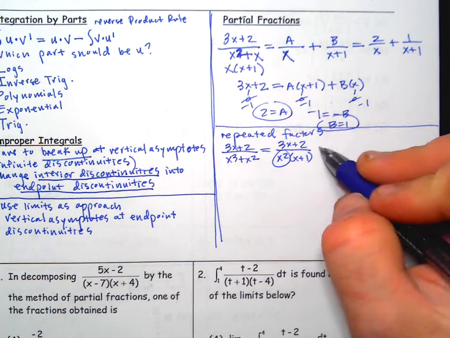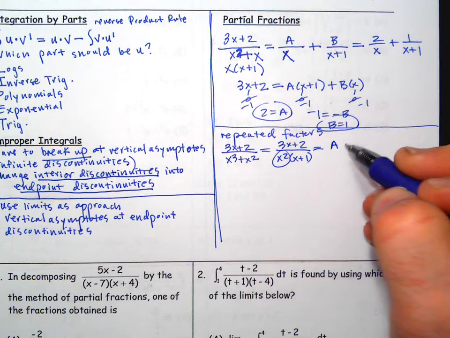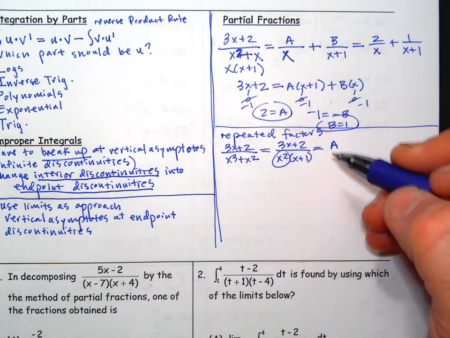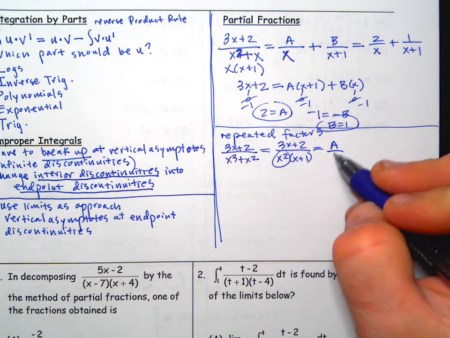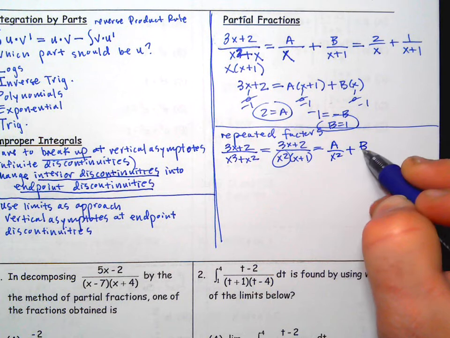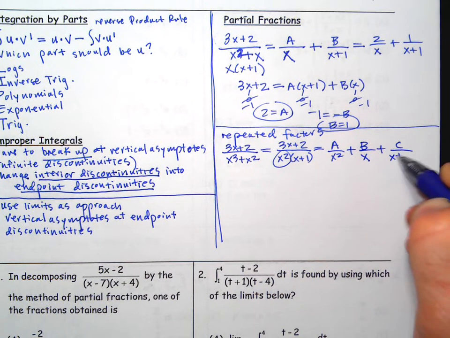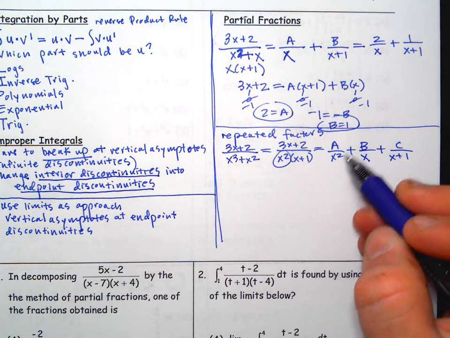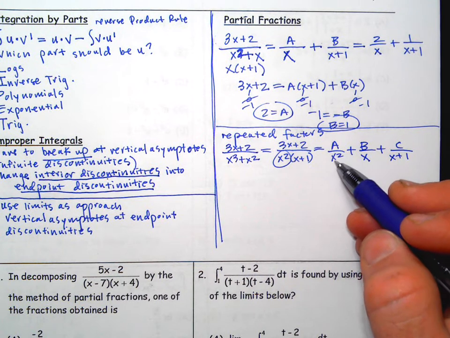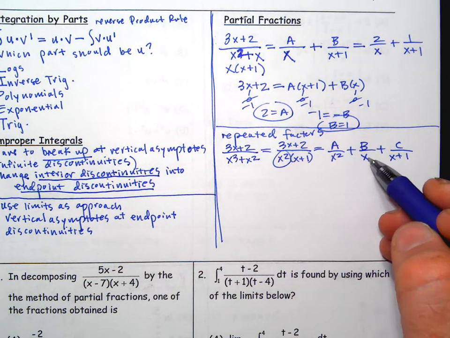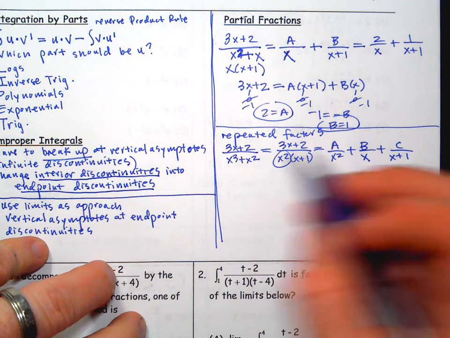And so when you go to write it, you're not going to write a over x and b over x. You're going to write a over x squared. And then you're going to write b over x. And then you're going to write c over x plus 1. So the repeated factor, one of the terms is going to have it repeated, and one of the terms is going to have it by itself once. The technique after that is similar.